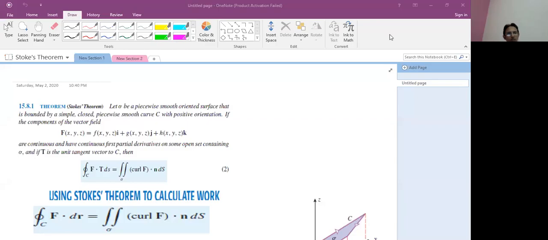Today we will talk about Stokes theorem. It is an important theorem for integral calculus.